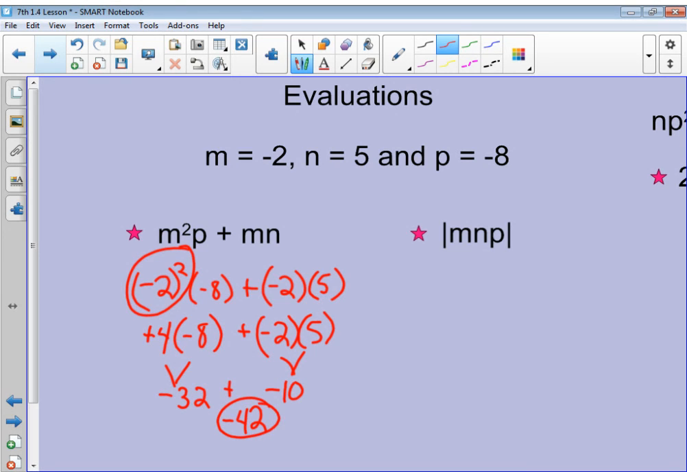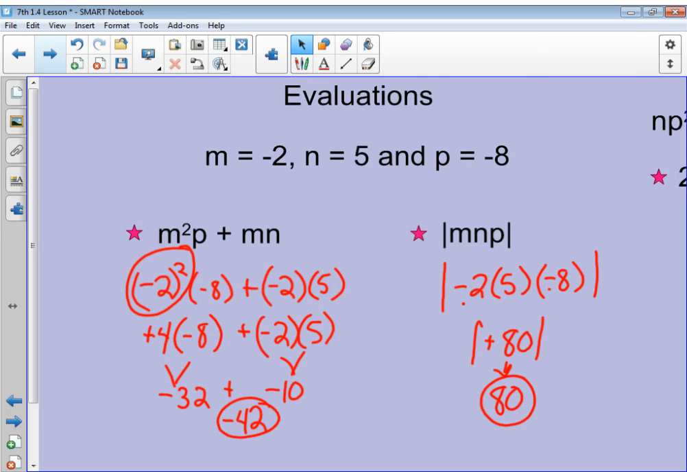So you should have gotten negative 42. And then on this one, you should have gotten 80. Okay, just keep practicing at these, plug away, check yourself if you're not getting your answers correctly.